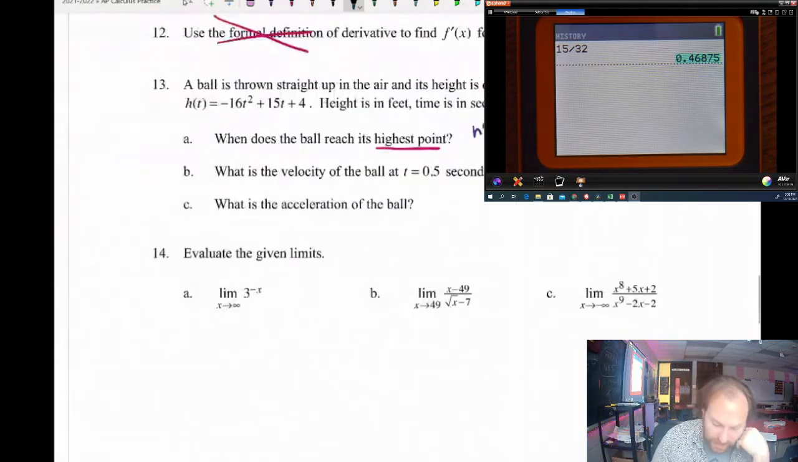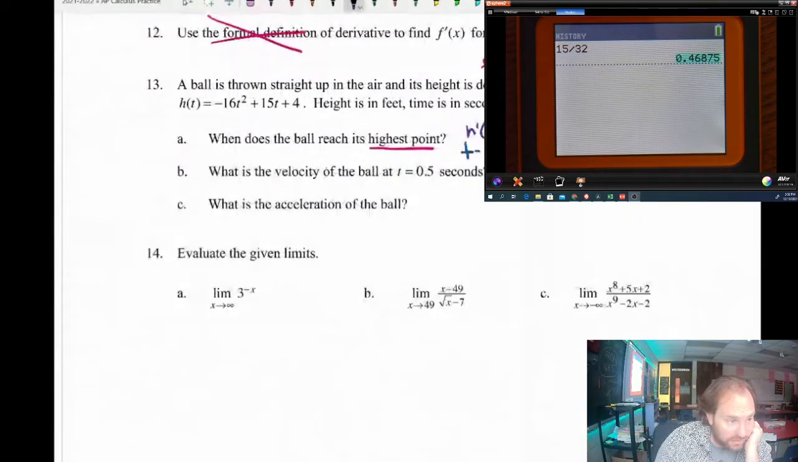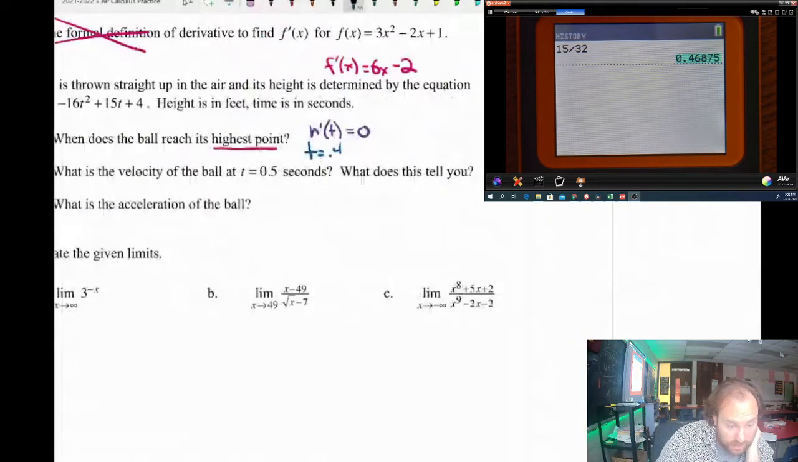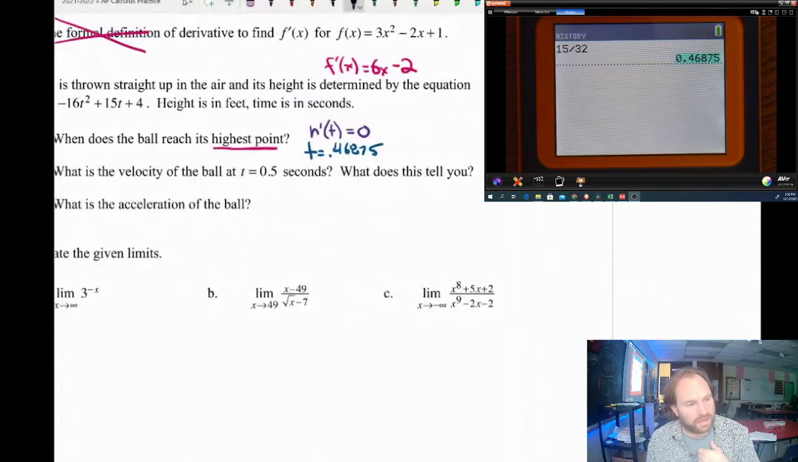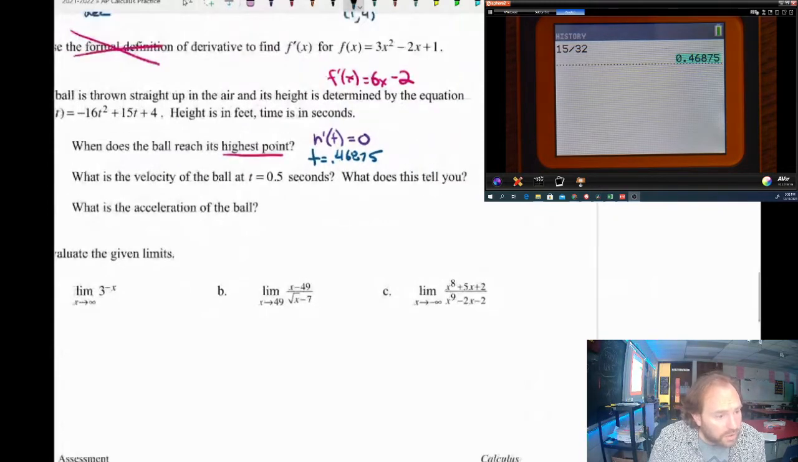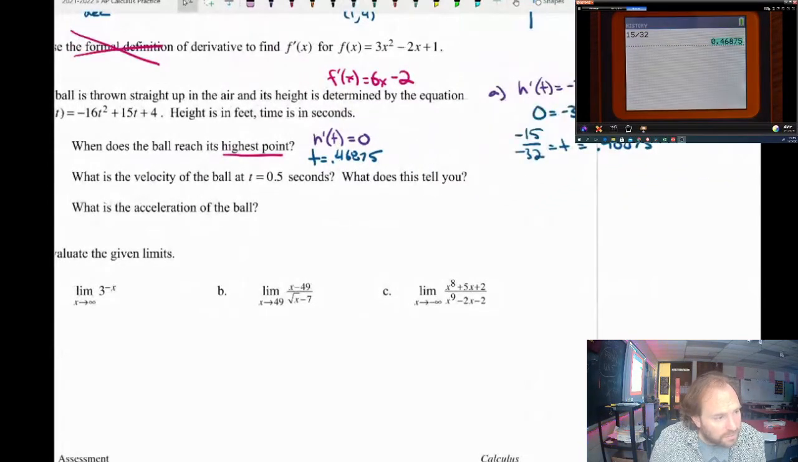So the ball reaches its highest point at t equals 0.46875. This is not the same question as asking how tall it is, but we'll find that in a minute here, I suspect. Actually, no, I'm reading the question. Next question is, what is the velocity of the ball at t equals 0.5 seconds?